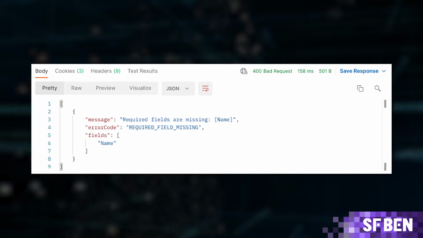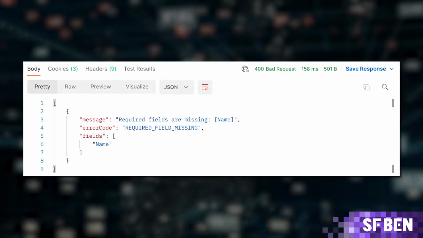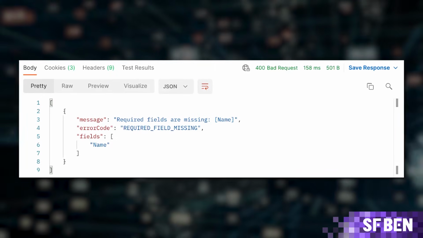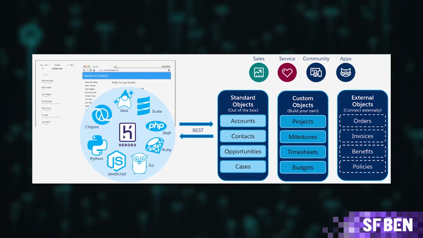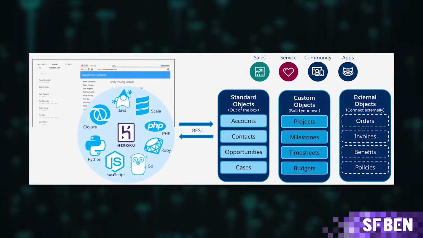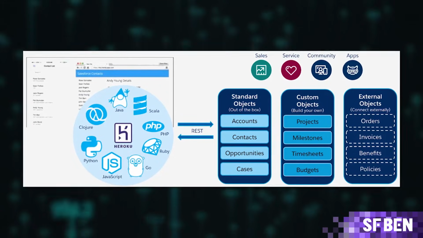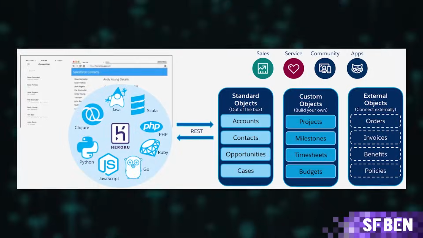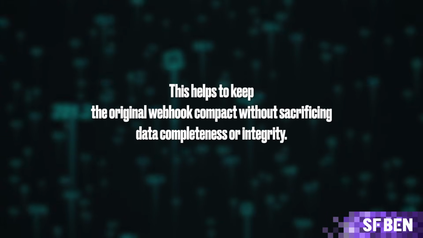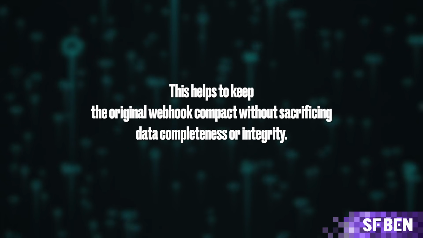JSON. JSON is compact and has wide interoperability. This enables webhooks to work easily with a wide range of third-party tools while keeping bandwidth and storage costs low. REST API. This enables bidirectional data travel, meaning updates made in something like QuickBooks can impact or change information saved in Salesforce. It also means the third-party system can query webhooks and request more details or context. This helps to keep the original webhook compact without sacrificing data completeness or integrity.